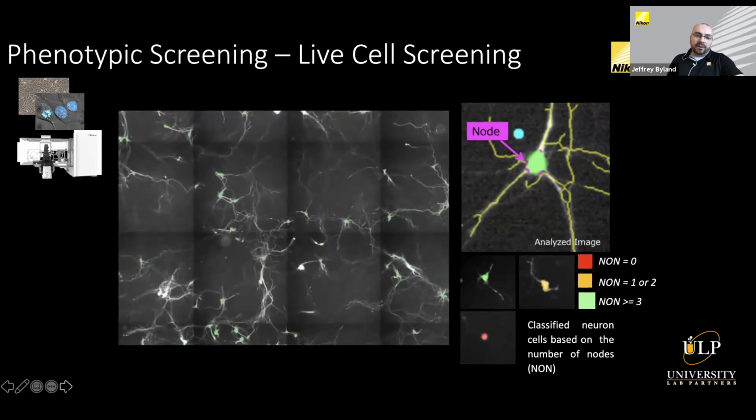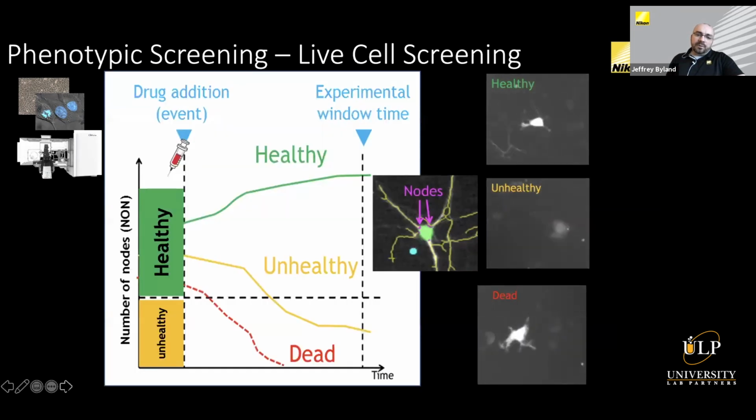And then if we go to the next slide, we see a summary of the data, so we can see which ones are healthy, which ones are unhealthy, and which ones are dead, and where they're going over time. So what cells start out unhealthy and become healthy, what cells start out unhealthy and become more unhealthy, what cells become dead.